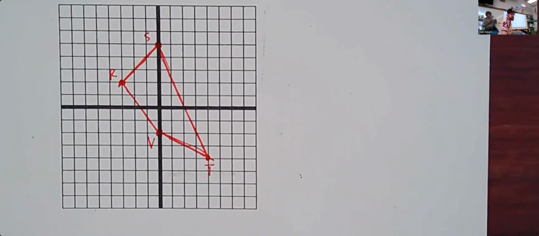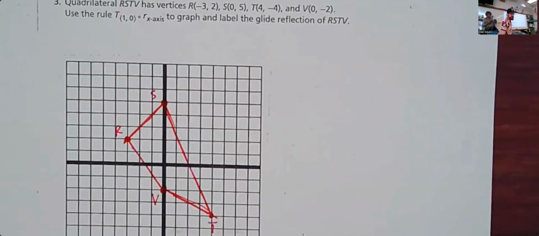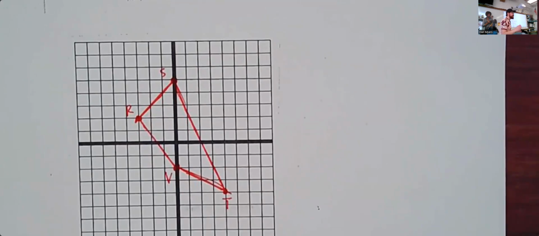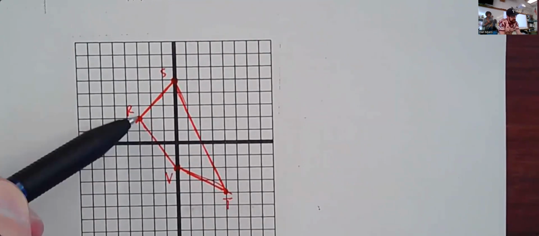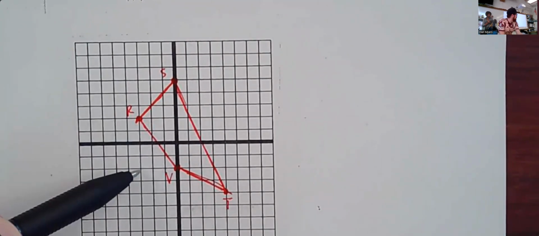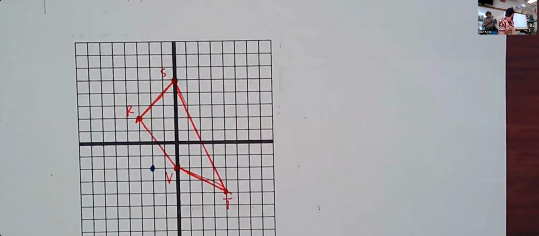And so what we're being told to do is to reflect this across the x-axis and then translate it 1 unit to the right. So reflect across the x-axis, translate to the right. And if we want to, we can just do both of those at the same time. So for example, if I start with point R and I reflect R across the x-axis, I'm going to go down 2 to the x-axis and then 2 more. And then if I just move 1 to the right from there, that's going to be R prime.